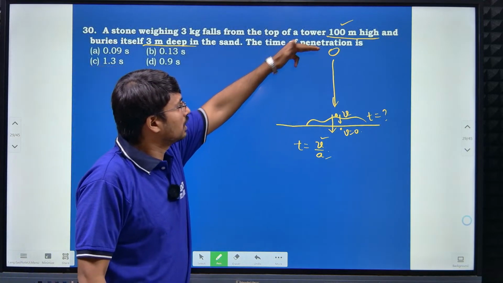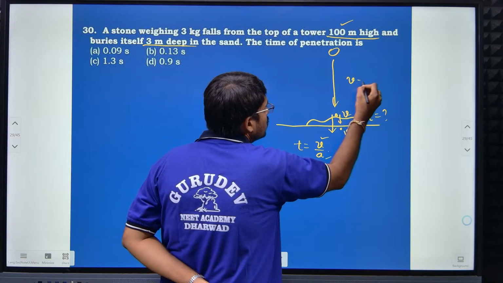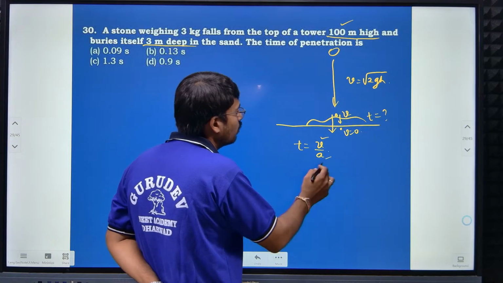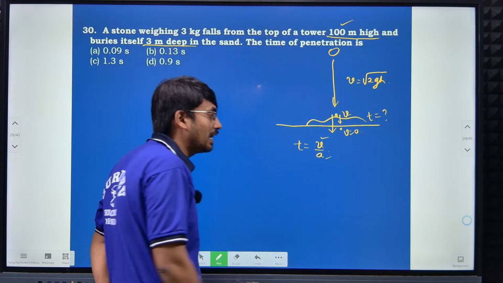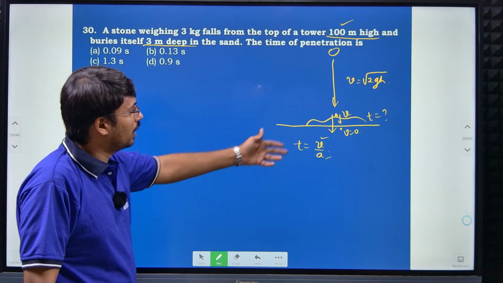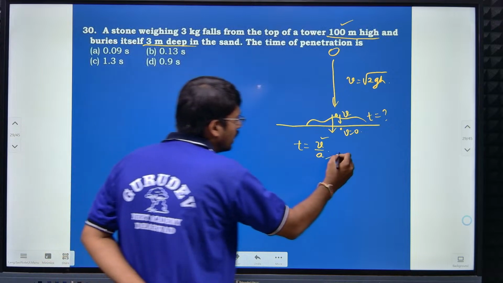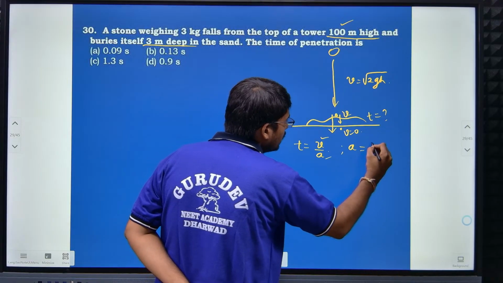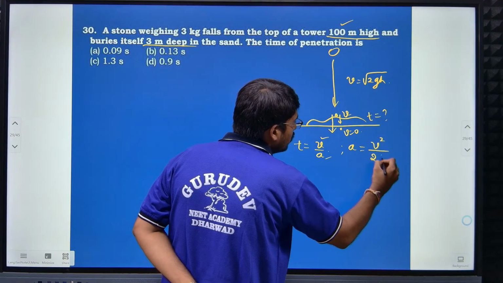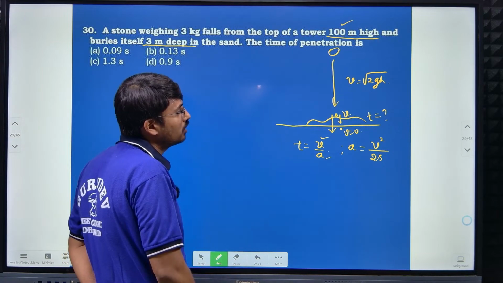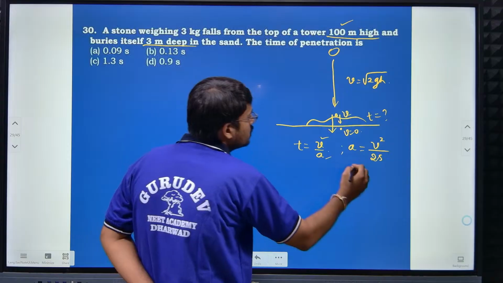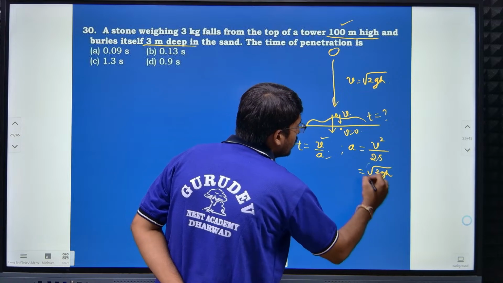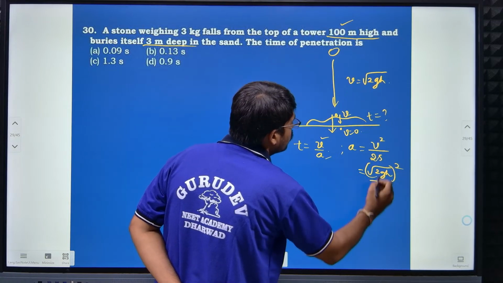Because it is dropped from a certain height h, what is the velocity we can write? The velocity is root of 2gh. That is the velocity at this particular point. And what is the acceleration inside the sand medium? Again we take the third equation of motion to write that acceleration. So a equals what? That is v square divided by 2s. What's the equation for v? We know it, that is root of 2gh, squared, divided by 2s.